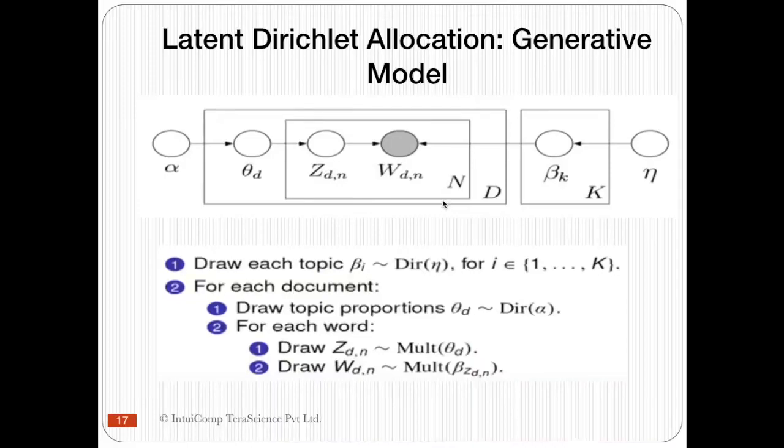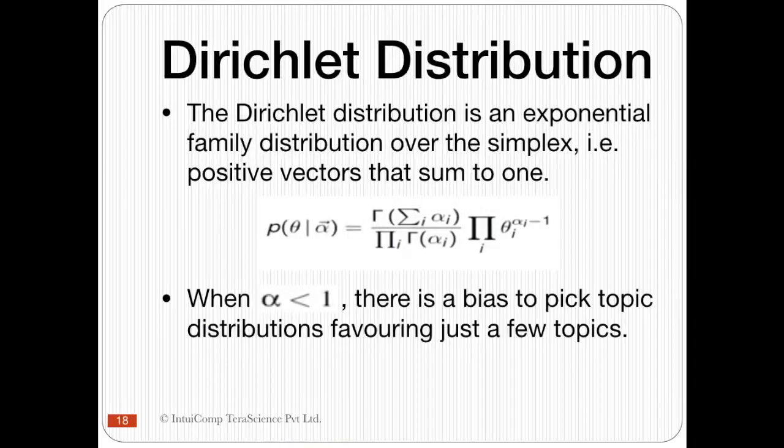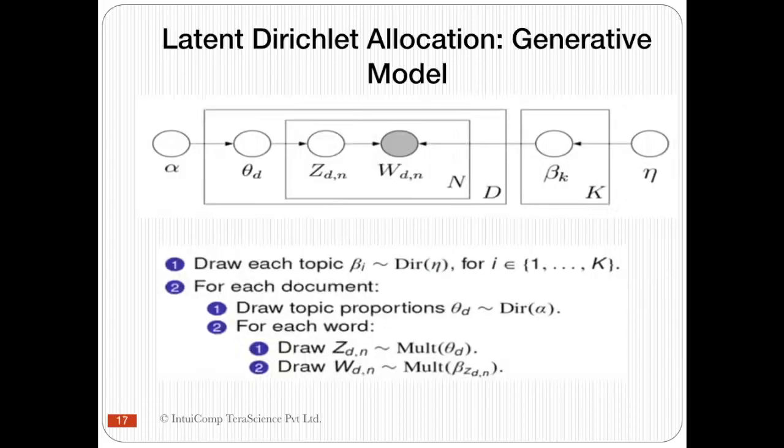However, we have still not understood what the use of alpha is and how it works. Alpha is a very interesting parameter, and we will look at it in the next slide. The Dirichlet distribution is an exponential family distribution over the simplex, that is, positive vectors that sum to 1. Let us look at the algorithm and try to understand what this means.